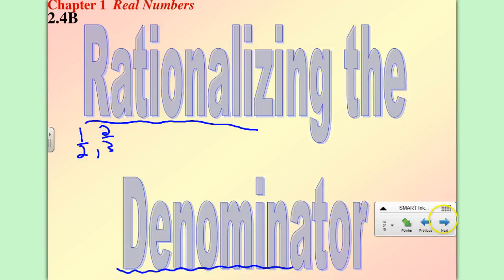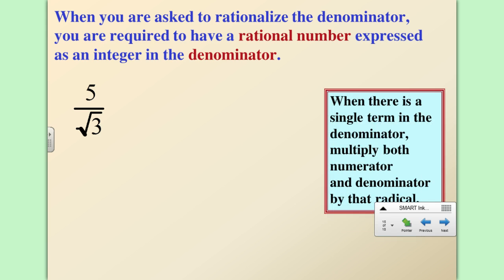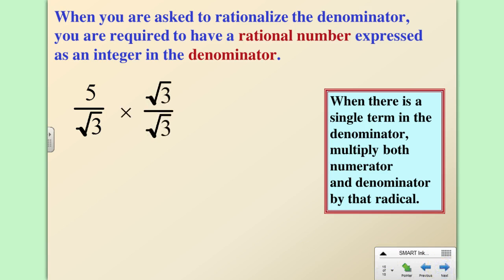So how are we going to accomplish that? Well, we learned a little bit about this in Math 10. What we saw in Math 10 was that in order to rationalize a monomial denominator, we want to get an integer in the bottom. So we simply multiplied both the numerator and denominator by that radical. I want to blow up root 3. I'm not allowed to have it in the bottom. So I multiply the top and bottom by root 3, which is legal because that's really just multiplying by 1. And when I do that, I get 5 root 3 over 3.